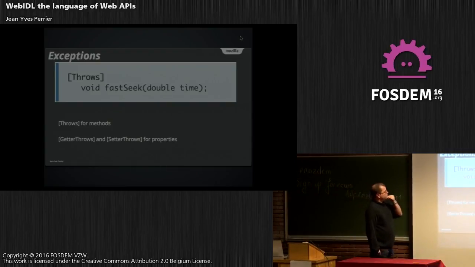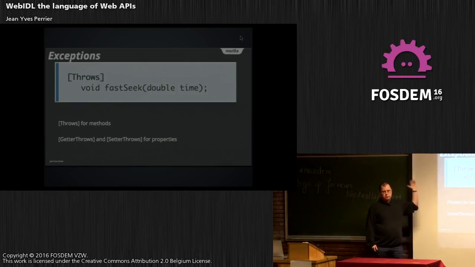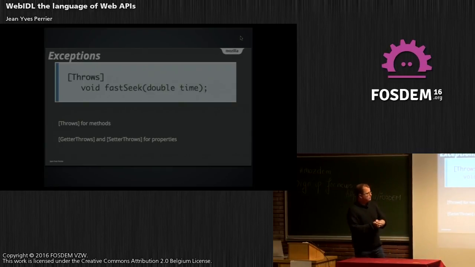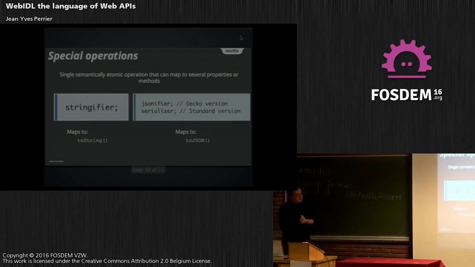Here again, we see that we can define if an exception is raised by the method. We have throws. Of course, with a method, you don't have to make get and set different beasts. You have only one beast, so you have throws. Then come some more, not complex, but more nifty features.